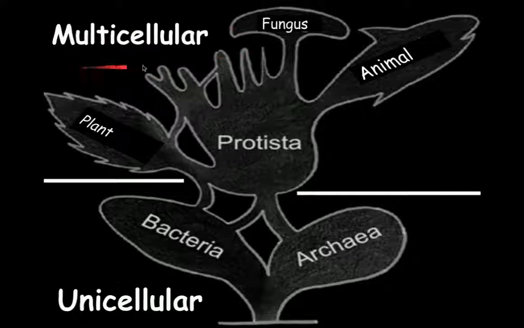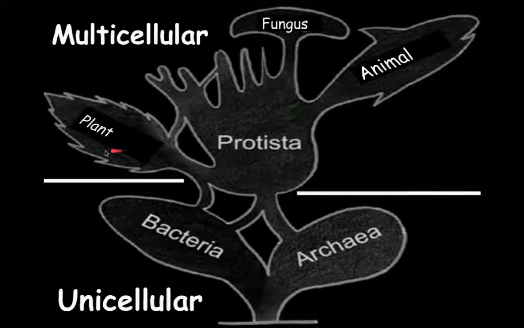Multicellular organisms are usually plants, fungi, protista, and animals. However, unicellular organisms are bacteria or archaea, which we also call archaeobacteria. These archaeobacteria are available in very hot environments like 70 degrees or above, and bacteria are available everywhere.